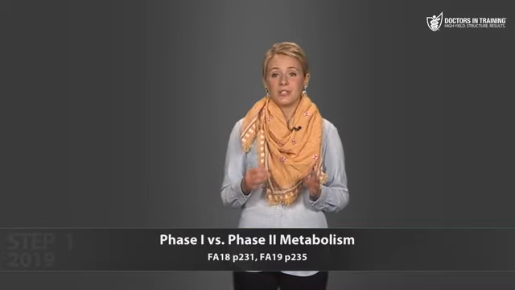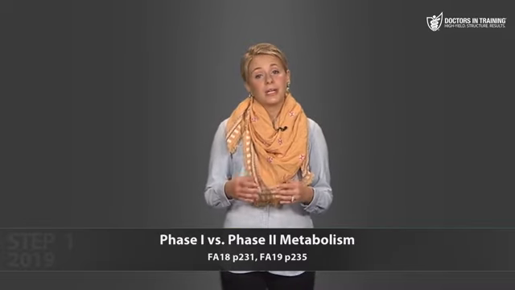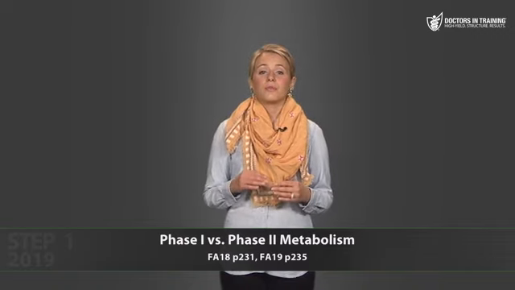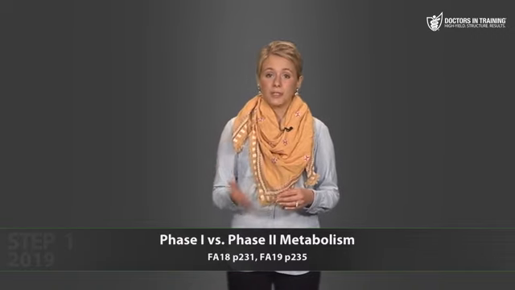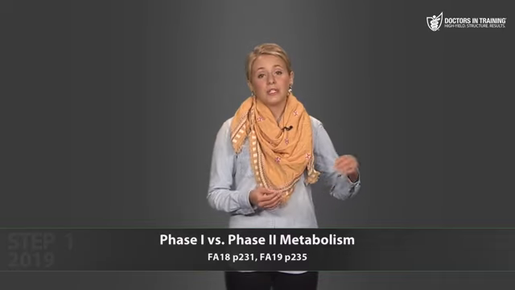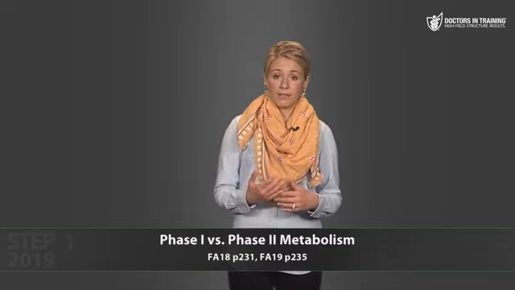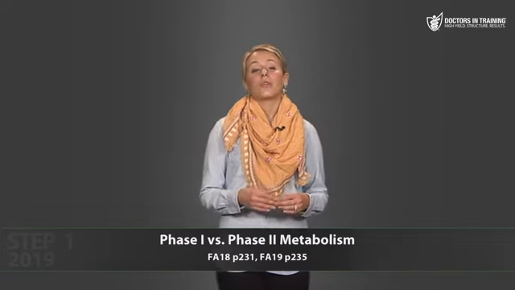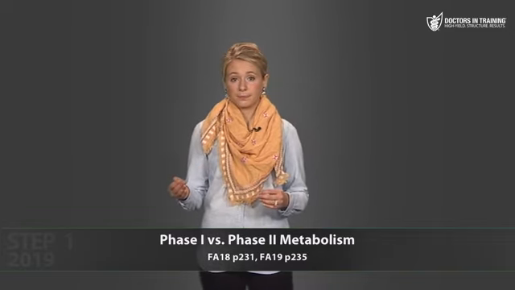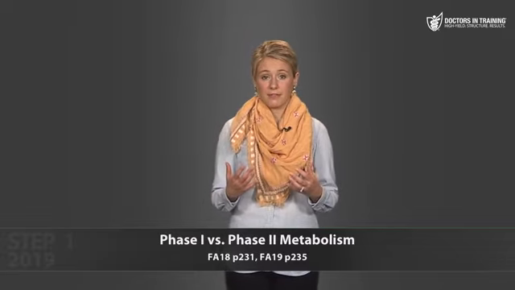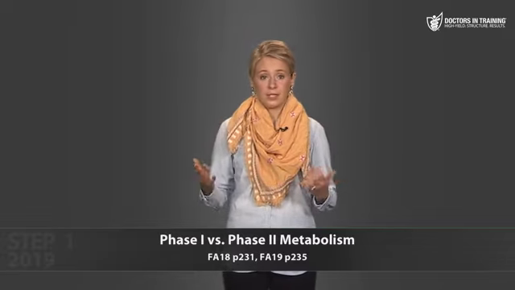Both phase 1 and phase 2 reactions take place primarily in the liver and sometimes in the kidneys. A drug might go through phase 1 metabolism on the first pass through the liver and then go through phase 2 on the second pass. Or another drug might go through phase 2 on the first pass through the liver and then go through phase 1 on the second pass. Or it might go through both phases in one pass through the liver. It just varies from drug to drug.